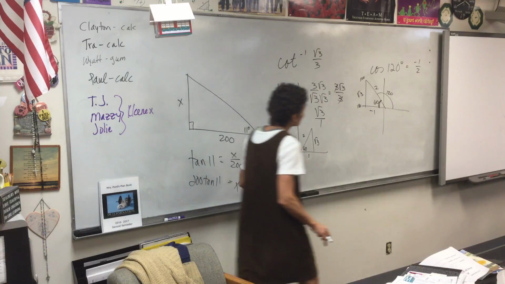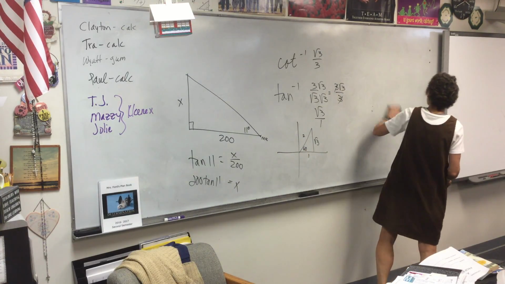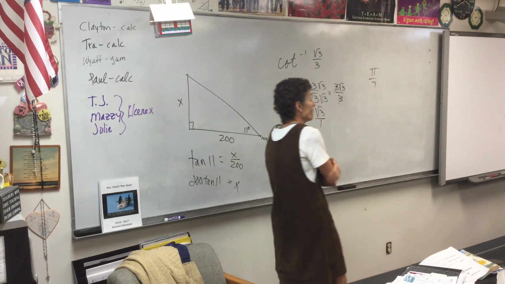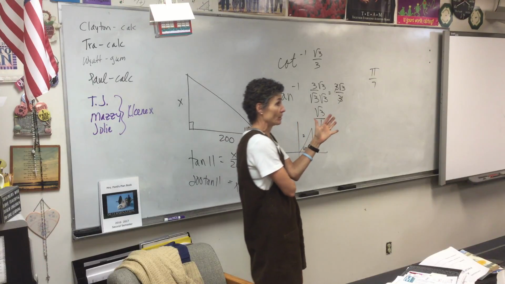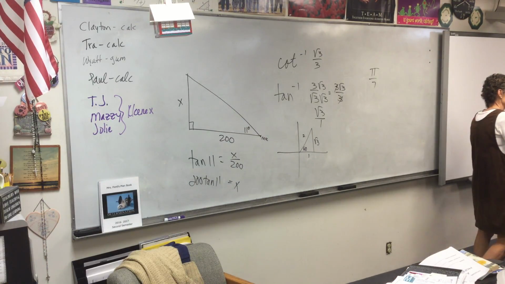Emily? Find a negative coterminal angle in radians for pi/7. Pi/7, we want a negative coterminal angle. Remember that to find any coterminal angle, we either add or subtract.